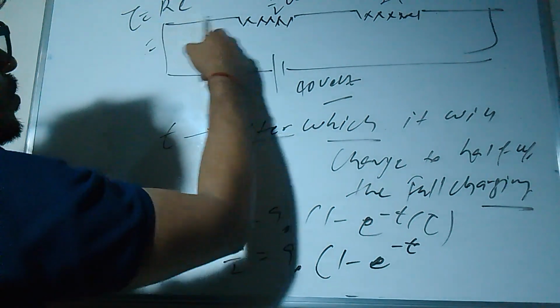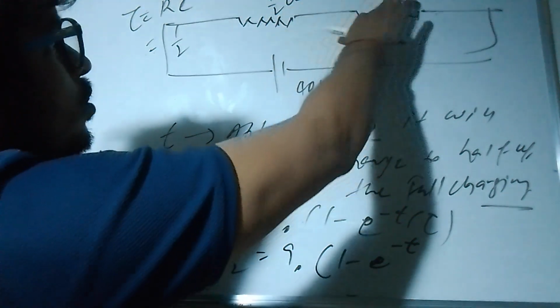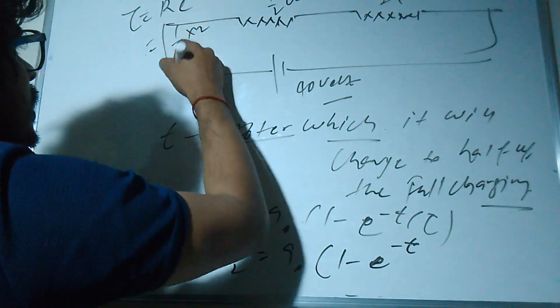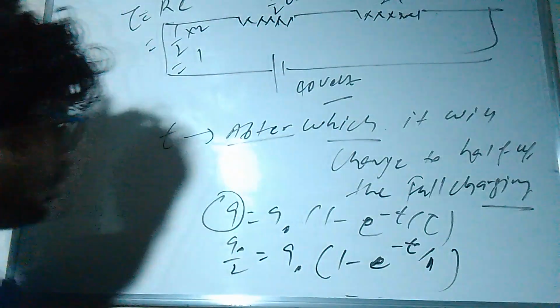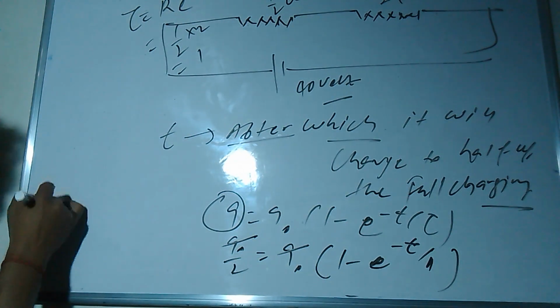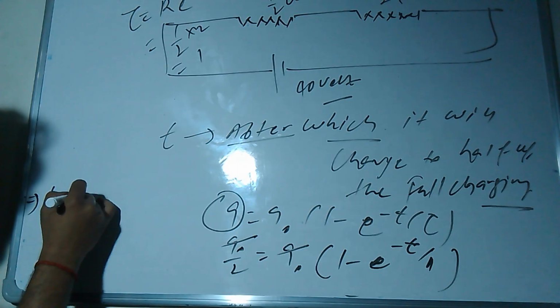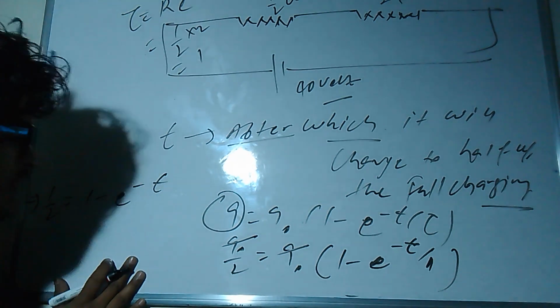R is 1 by 2 ohm, and you have to keep all units in SI units. So this is 1 by 2 ohm, this is 2 farad, SI units already given, so tau is 1. So you have to put t by 1. If you solve it, you can cancel out Q naught. It will come like this: 1 by 2 equal to 1 minus e to the power minus t.